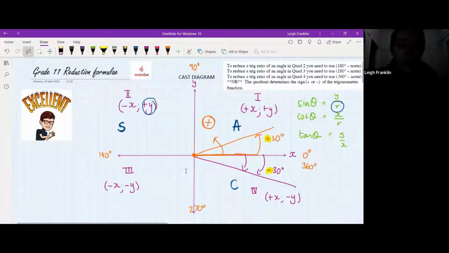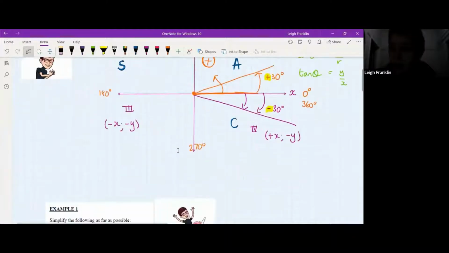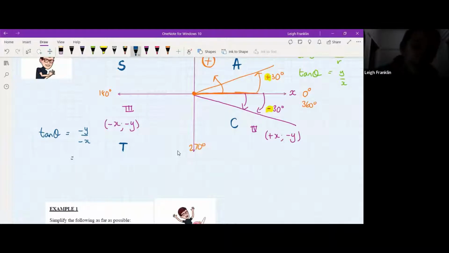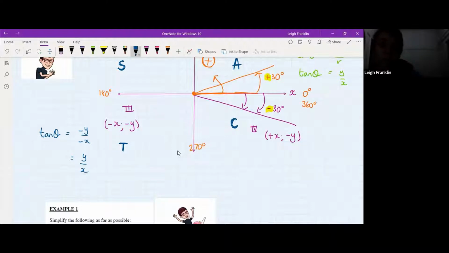The letter T goes into quadrant number 3, and the letter T is for the tan function. It's only the tan function that is positive in quadrant number 3, and that's because tan theta would be negative y over negative x, and we know that when we divide a negative by another negative, we end up with a positive.